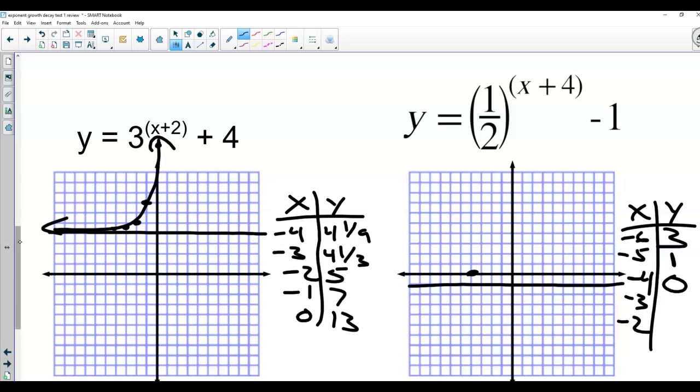Negative 1 plus 4 is 1. 1 half minus 1 is negative 1 half. And negative 2 plus 4 is 1 half squared. It's 1/4 minus 1. And that's negative 3/4. So we have negative 6, 3. Negative 5, 1. Negative 3, negative 1 half. Negative 2, negative 3/4. And there's your graph.